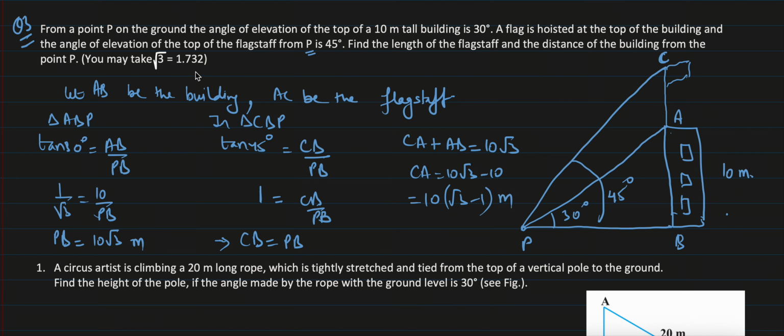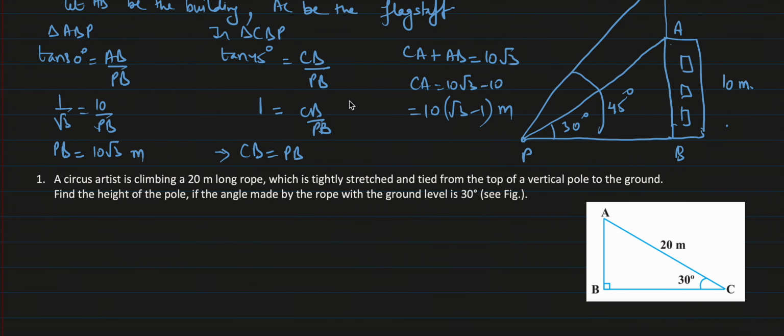We need to calculate both of them, but the value of root 3 is given to us. We have not calculated these two yet. So how do we do that part? We need to put the value of root 3 here also and here also. So first we'll do this: it will be 10 into root 3, that is 1.732 minus 1. So that will be 10 into 0.732, which will be 7.32 meter. That comes out to be this CA, 7.32 meter.